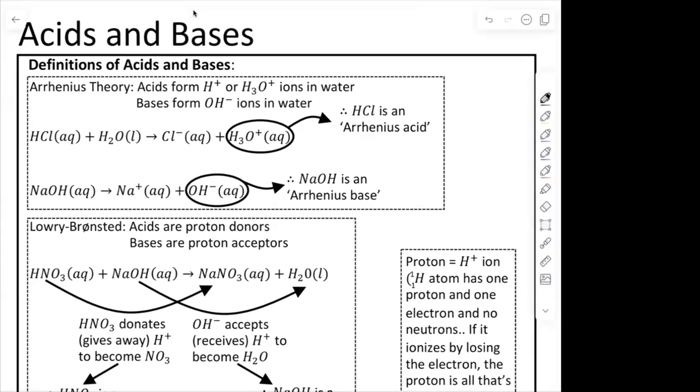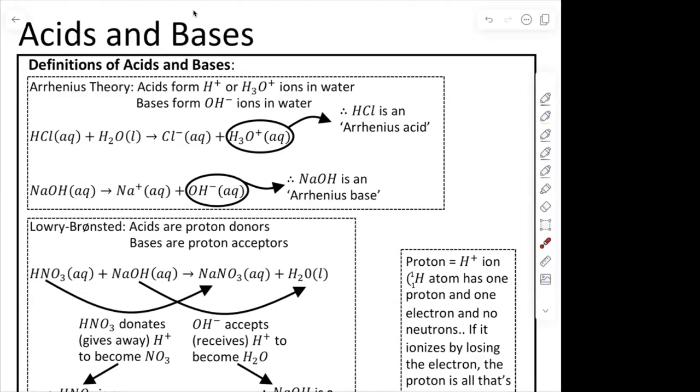Firstly, we can see here that we have the Arrhenius theory and then the Lowry-Brønsted. I'm going to focus more on the Lowry-Brønsted because that's really the one that's still there in our ATP. In terms of our ATP, we don't really go through the Arrhenius model or theory of acids and bases as much for CAPS. So I'll touch on that, but I won't focus on it. I'll focus more on the Lowry-Brønsted.